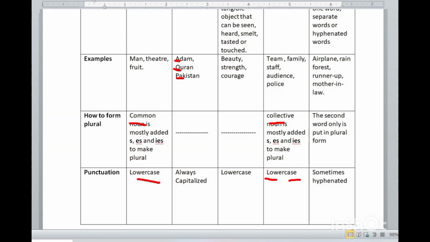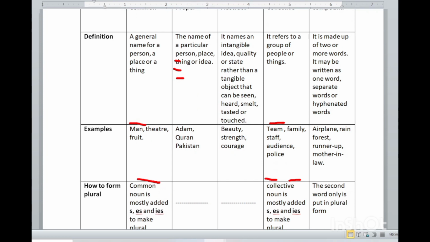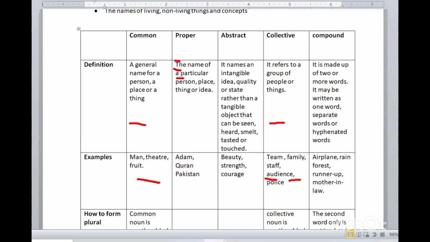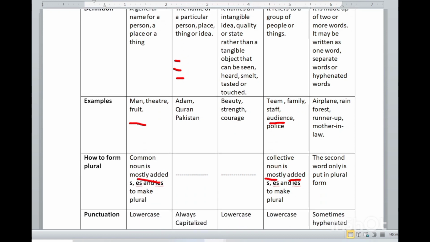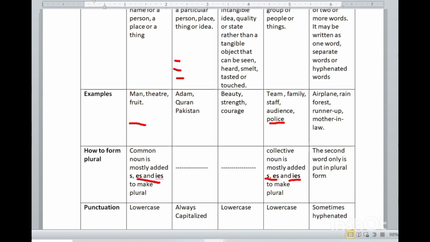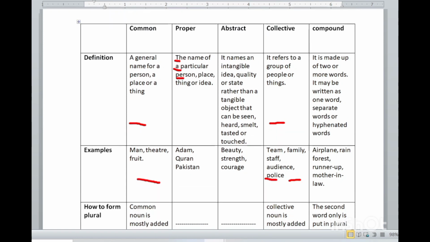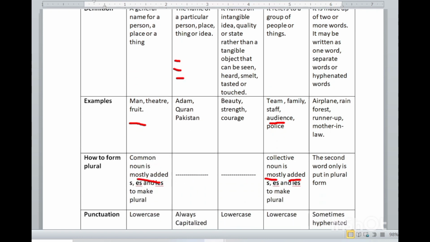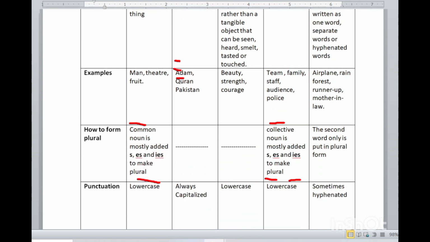Next is our abstract noun. An abstract noun is not necessarily capitalized. We can use a small letter in the beginning. But if it is at the beginning of a sentence, we have to make it capital. Next is our collective noun. A collective noun is the same as a common noun. We don't have to capitalize it. We have to use lowercase, unless it is at the beginning of a sentence.